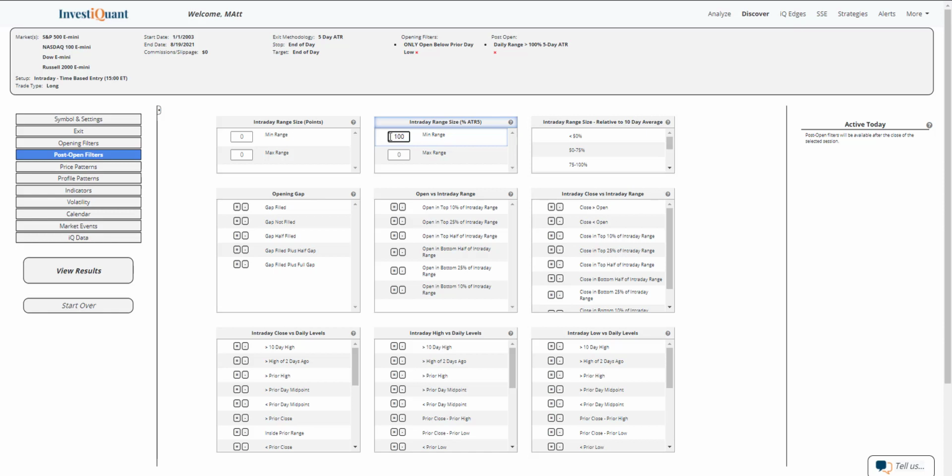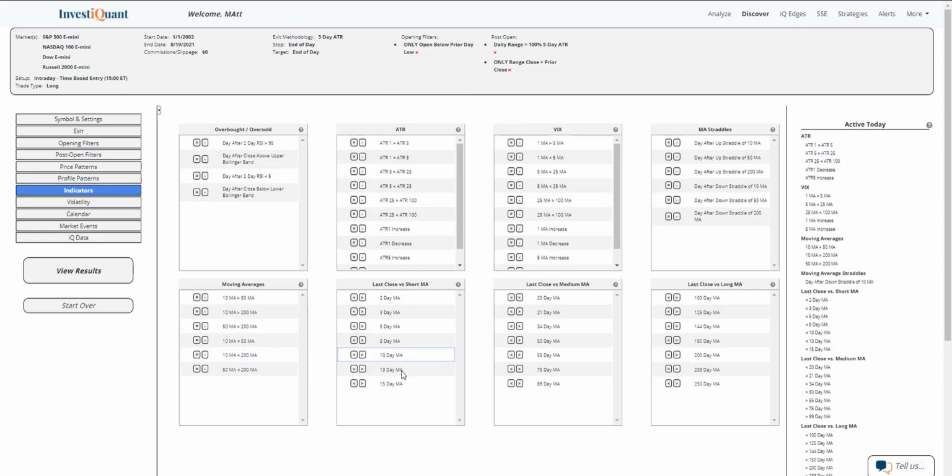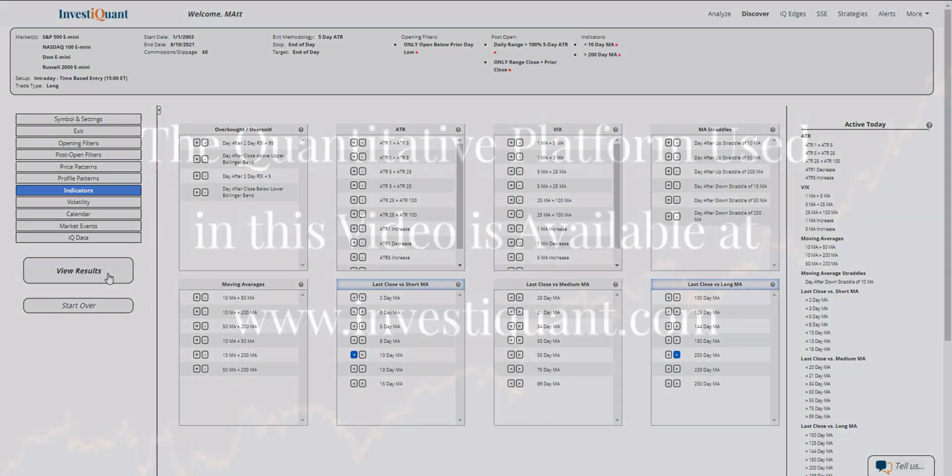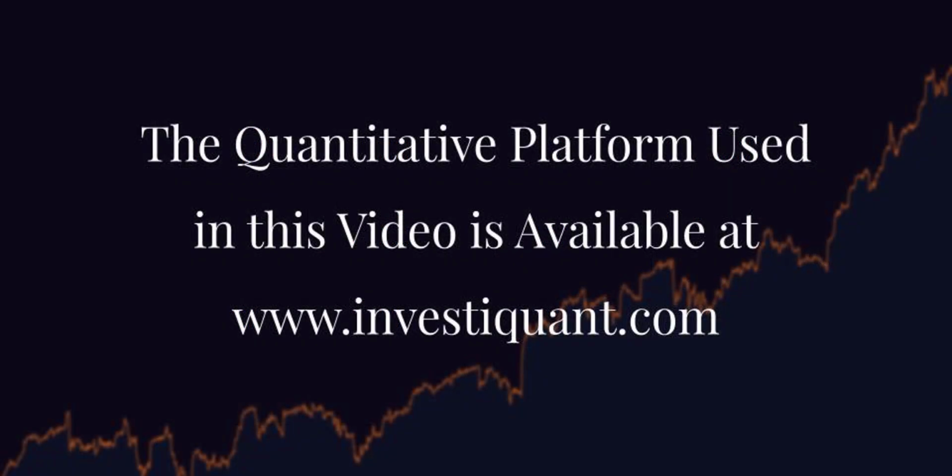And then I'm also going to say that the price at 3 p.m. is above the prior day closing price. So I'm going to do that by going to the intraday close versus daily levels, and I'm going to hit equals for above prior close. So that creates the pattern that I'm looking at on the intraday basis. And now I just want to make sure that we're in a similar market environment. I'm going to do that by putting us below a 10 and above a 200-day simple moving average. Now I can click View Results.